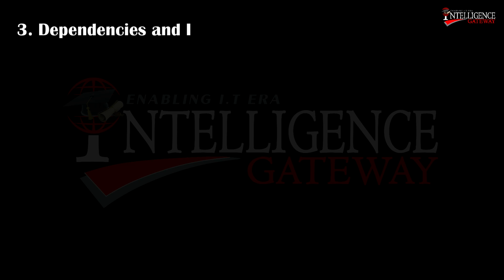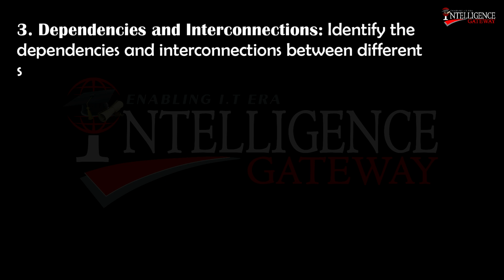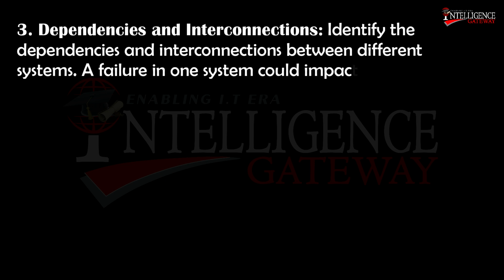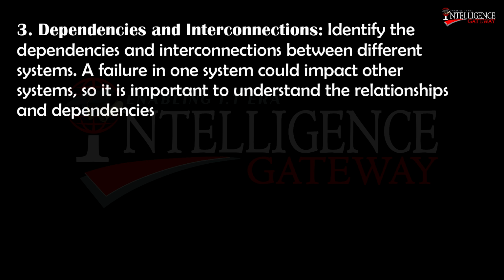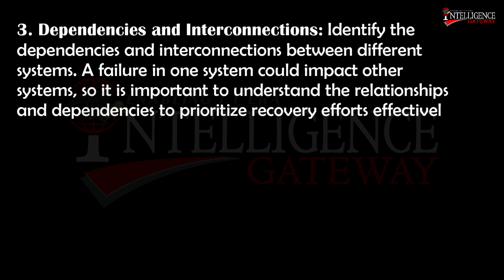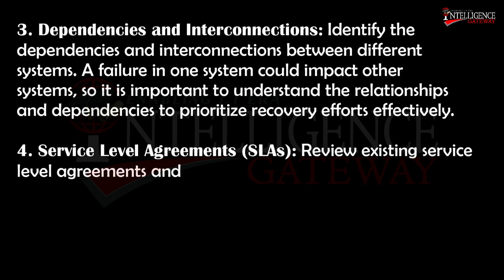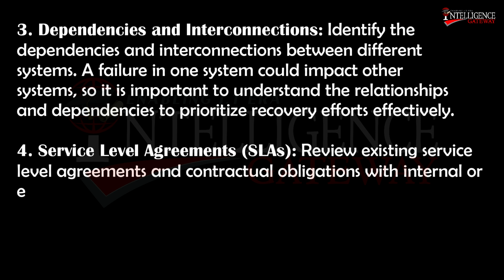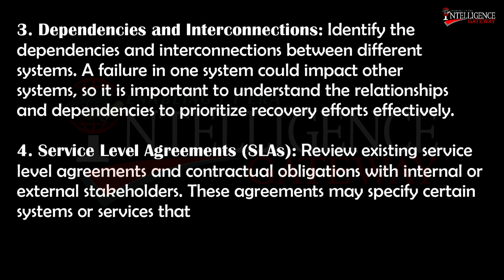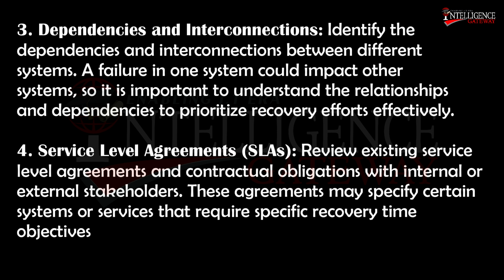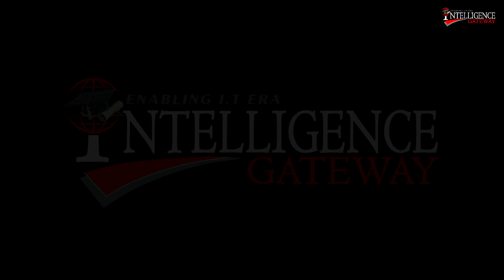3. Dependencies and interconnections. Identify the dependencies and interconnections between different systems. A failure in one system could impact other systems, so it is important to understand the relationships and dependencies to prioritize recovery efforts effectively. 4. Service Level Agreements, SLAs. Review existing service level agreements and contractual obligations with internal or external stakeholders. These agreements may specify certain systems or services that require specific recovery time objectives, RTOs, or recovery point objectives, RPOs.